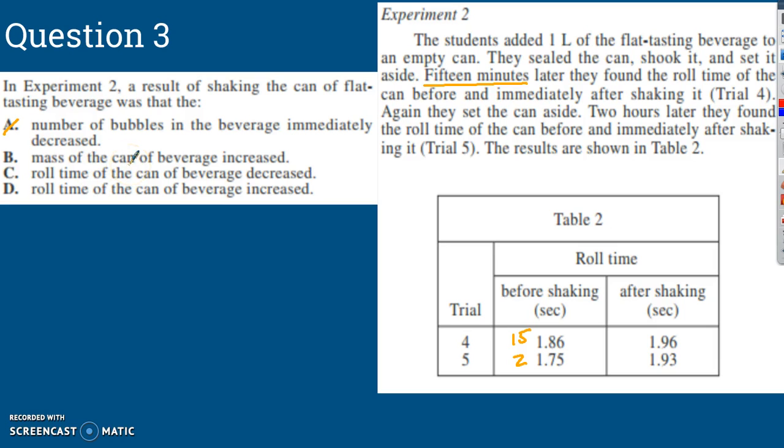The mass shouldn't have changed. We didn't look at mass in this question. We're looking at roll time. So did the roll time decrease or did the roll time increase? Well, it looks like the roll time before to after shaking increased, so D is our correct answer. Next one.